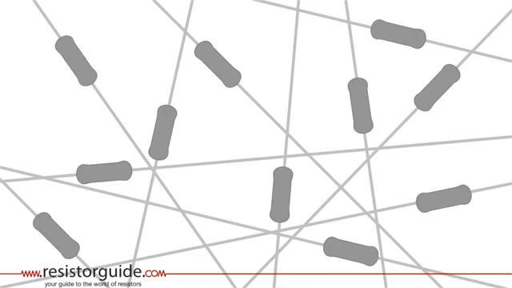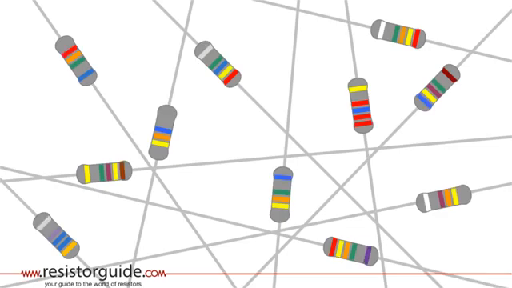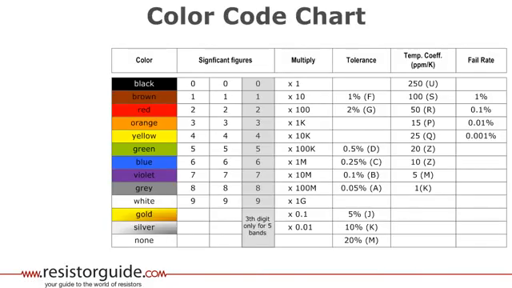Therefore, early in the 20th century, the Radio Manufacturing Association created the electronic color code to quickly identify resistance value and tolerance. Now, how to read the color band? The color bands represent different values. This table, which is also available on resistorguide.com, is very useful to decipher those values.